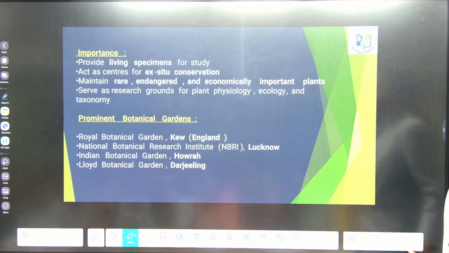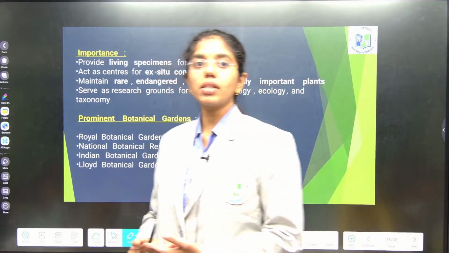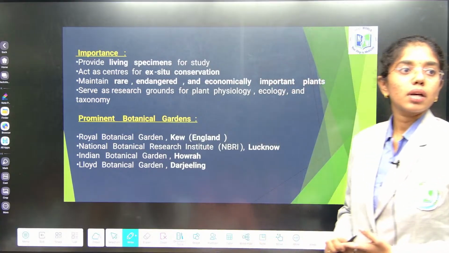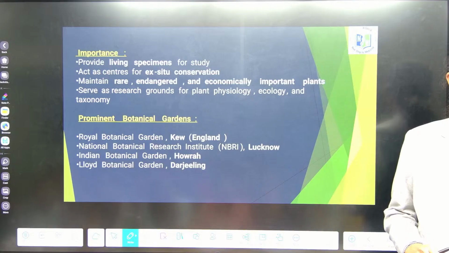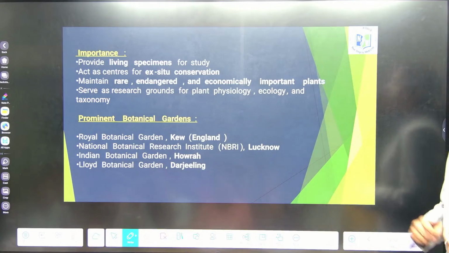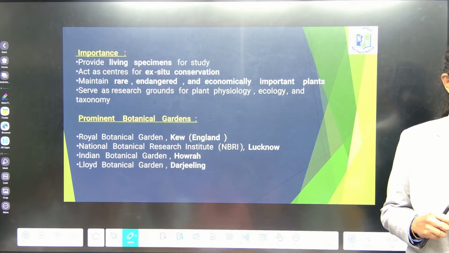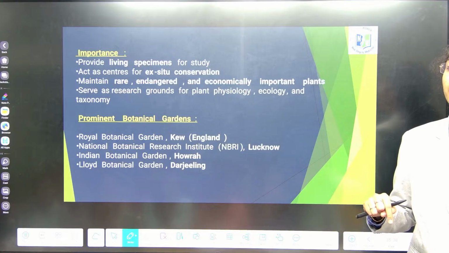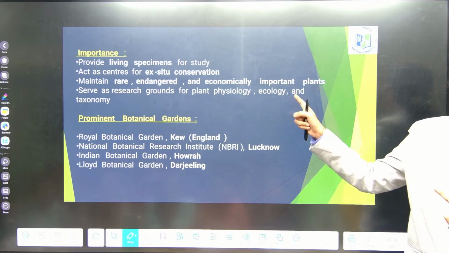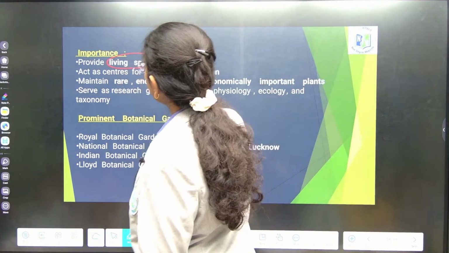Next. Firstly, tell me, do botanical gardens and zoological parks come under in situ conservation or ex situ conservation? Ex situ conservation. Zoological parks and botanical gardens. There you are preserving live plants. In a herbarium, those are specimens. Here in botanical gardens, live plants. So these are living specimens to study.